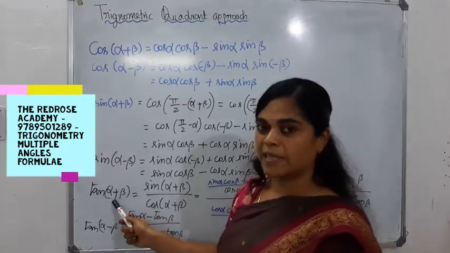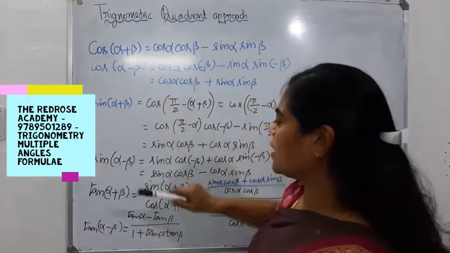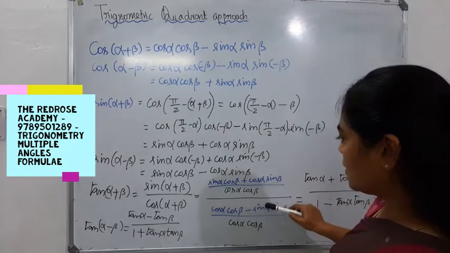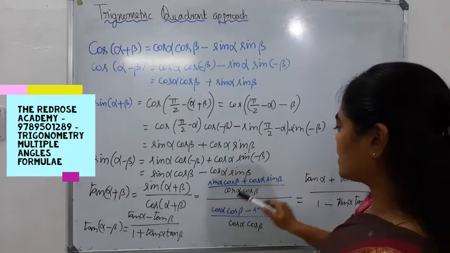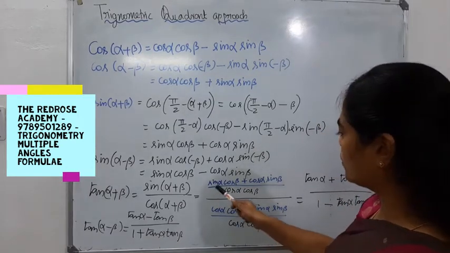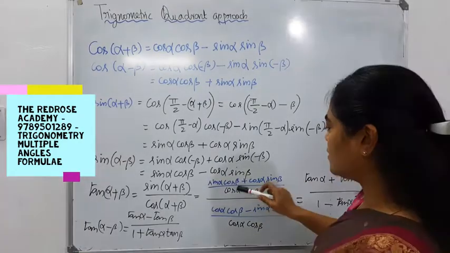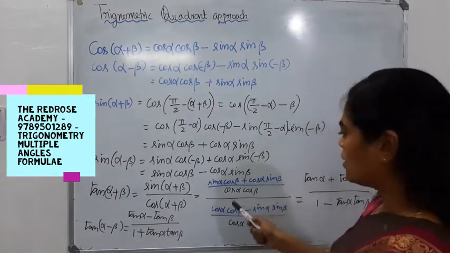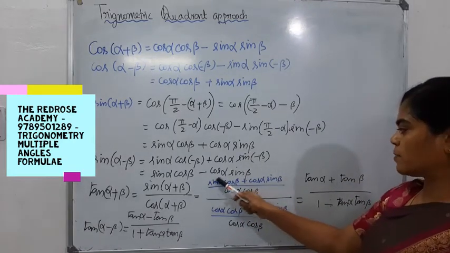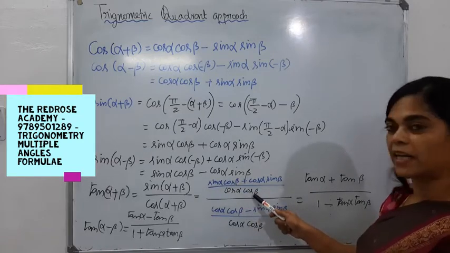For tan alpha plus beta, we can directly divide sin alpha plus beta by cos alpha plus beta. So write all the expansions as sin alpha cos beta plus cos alpha sin beta, and then cos alpha cos beta minus sin alpha sin beta. You are now going to divide both numerator and denominator by cos alpha cos beta. Now split the fraction like this. So sin alpha cos beta by cos alpha cos beta, so cos beta gets cancelled.